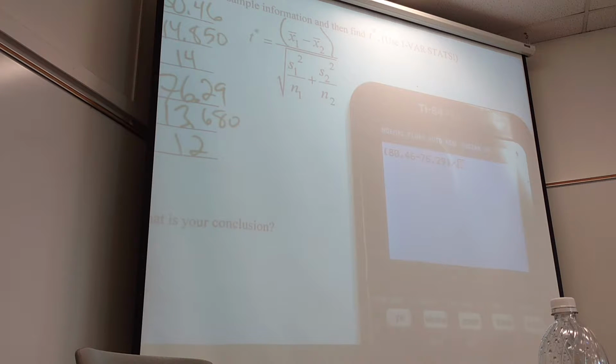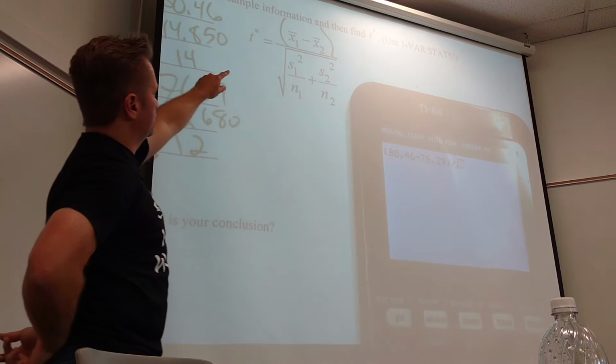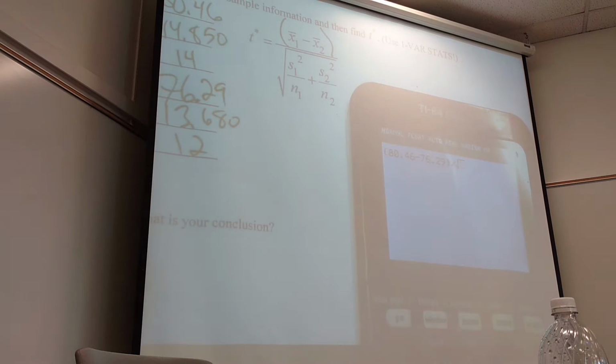And then another procedural mistake people make is they forget to square those poor little s dudes. Right? So it'll be 14.85 squared divided by 14, that's S1 squared over N1, plus 13.68 squared divided by 12, S2 squared over N2. And now it should be ready. So from just looking at that, is that very far apart?